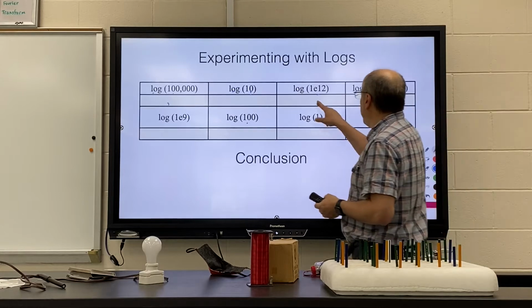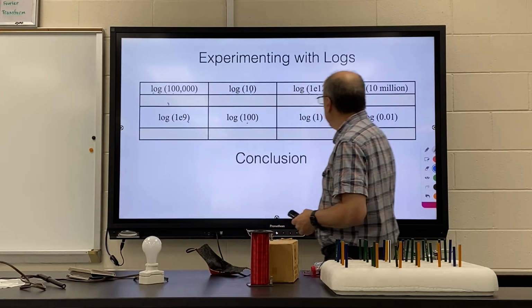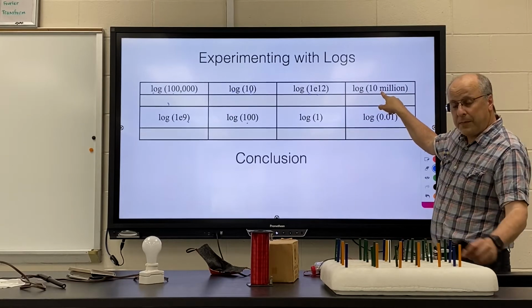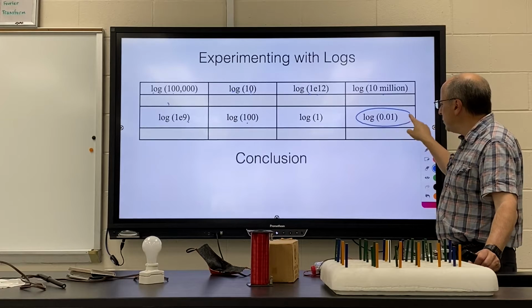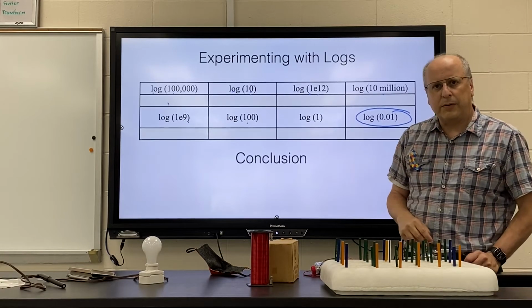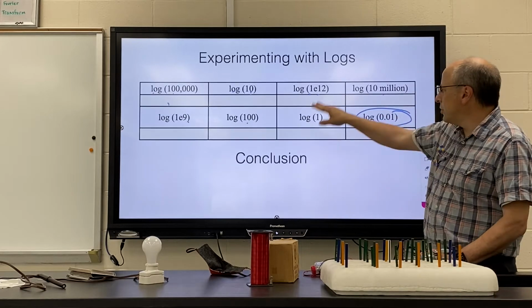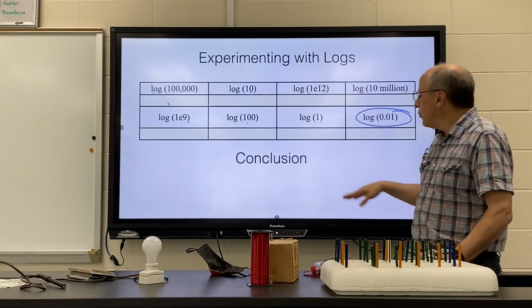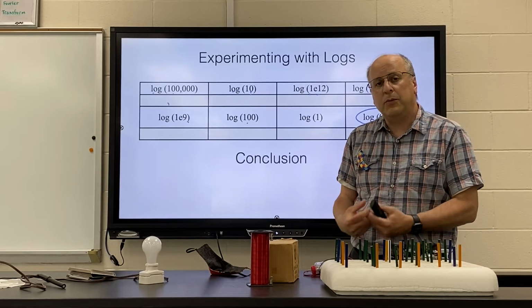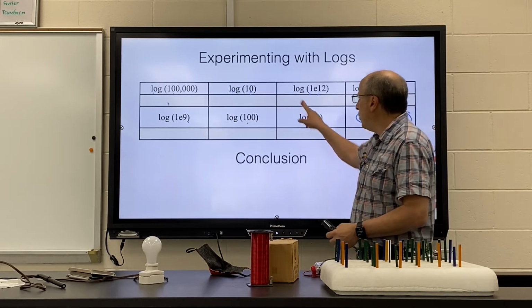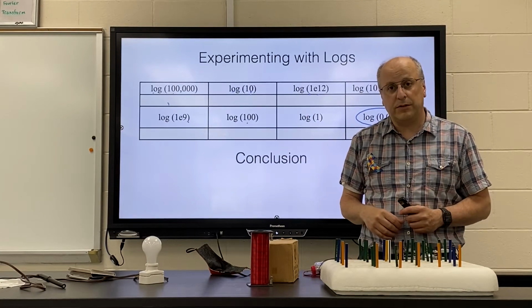Then you can try guessing the answers for this one and this one. This one you have to think about what 10 million looks like. And this one I'd like you to try again on your calculator because that one might be a little bit surprising. But once you have this whole chart filled out, try to come up with a statement that explains exactly what is happening when you do the log of a number 1 followed by a given number of zeros.